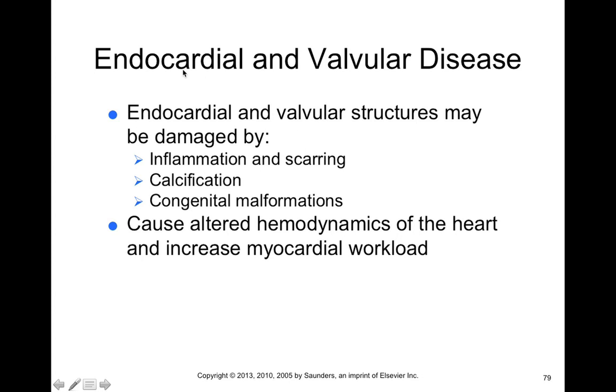Now, in terms of endocardial and valvular disease, remember the endocardium is the tissue that lines the inside of the heart. It's also made of something like a tunica intima, a single layer of simple squamous cells. It turns out the heart valves, like your tricuspid, bicuspid, aortic, and pulmonic valves, are also mostly made of something like an endocardium. So when we talk about endocardial disease, it goes hand in hand with valvular disease. This can be caused by inflammation and scarring, calcification of tissues, or even some congenital malformations.